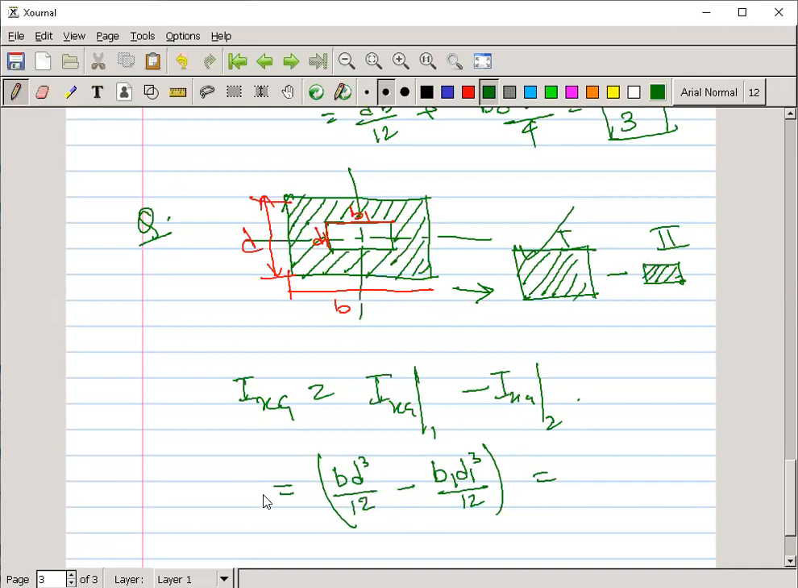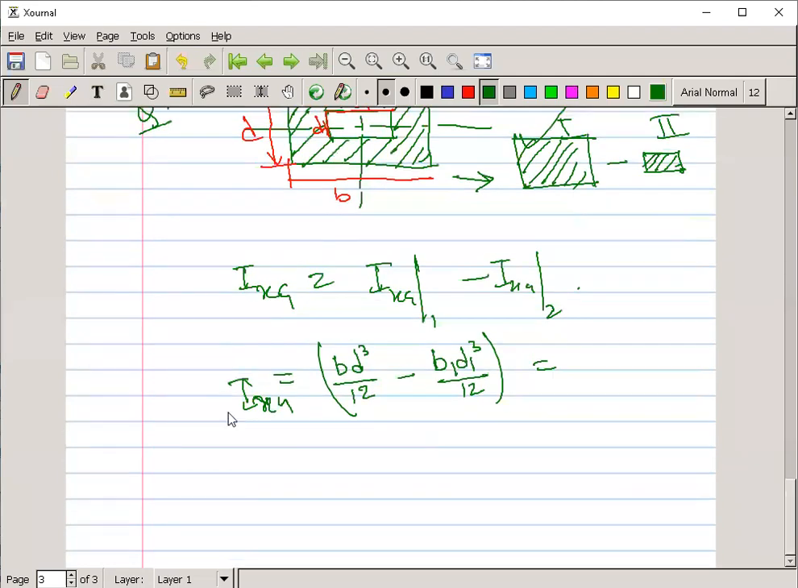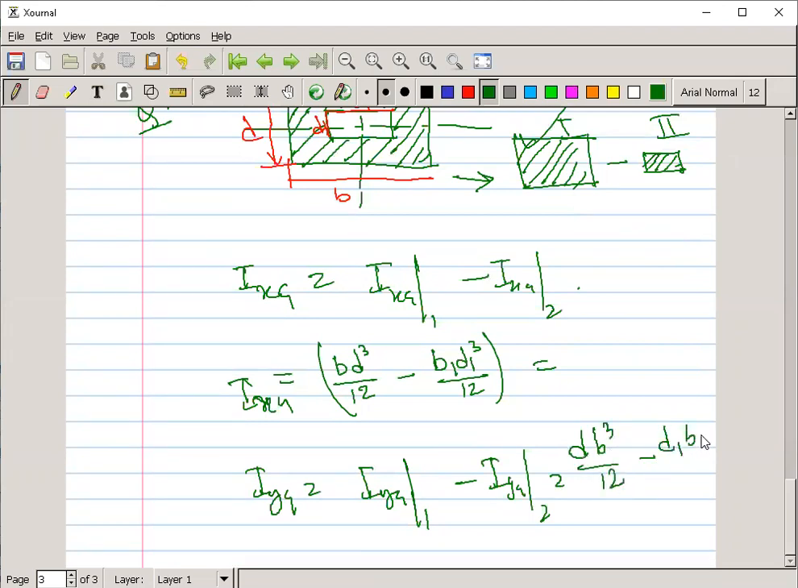It is your case for I of xg if the axis passes through the centroidal axis. Next one is moment of inertia with respect to y. It is nothing but I of yg for section 1 minus I of yg for section 2. So we get db cube by 12 minus d1 b1 cube by 12.